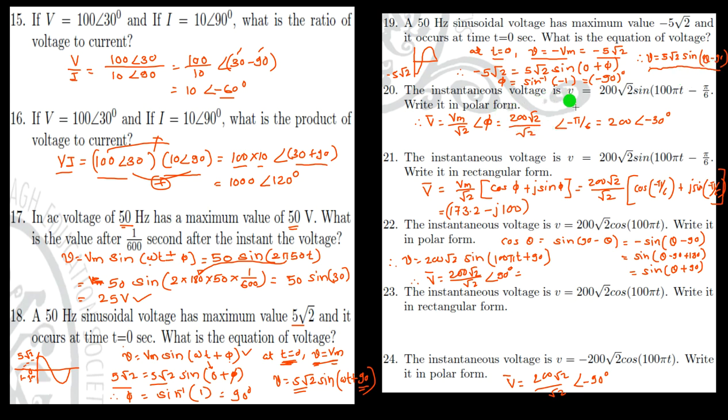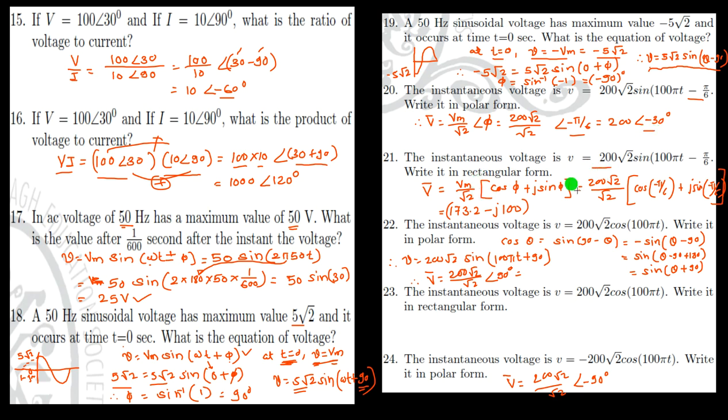The instantaneous voltage V is equal to 200 root 2 sine 100 pi t minus pi by 6. So Vm by root 2 at an angle of phi. So this is the polar form. So 200 root 2 by root 2 will give you the value 200, and the angle is given as minus pi by 6. Minus pi by 6 means minus 30.